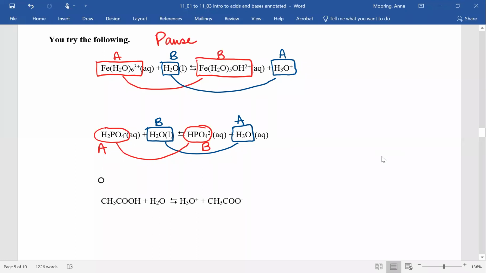Okay, let's check yourself and see if you got it right. For the first one, the iron hexahydrate complex is giving up a hydrogen, so it's going to be your acid, and then the water is acting as a base. In the second reaction, the water is again acting as a base. So make sure you understand, because I'm going to pause the video again and you are going to do the next two.